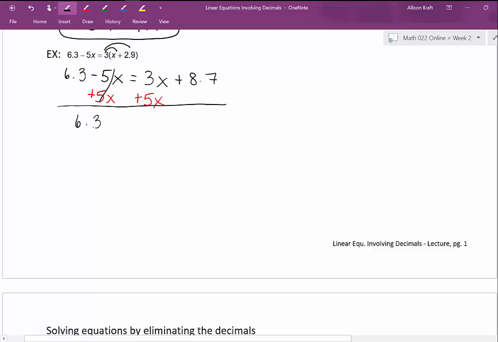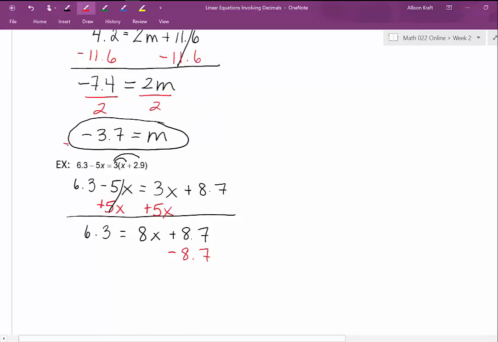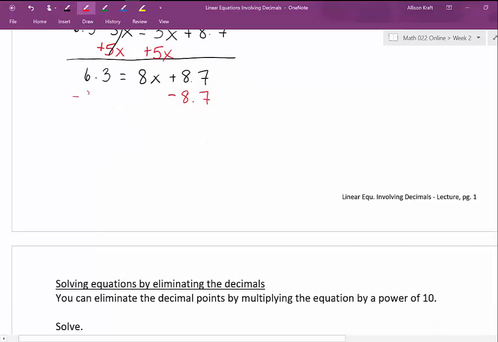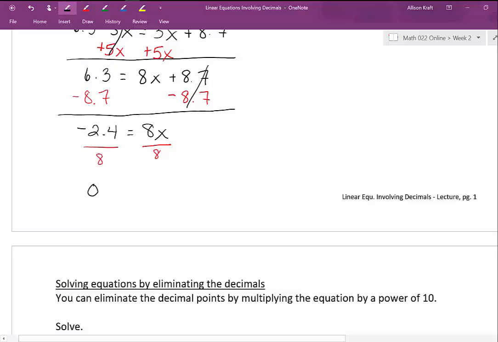This gives me 6.3 is equal to 8x plus 8.7. Now that all of our variable terms are collected on the right, I must move the constant terms to the left. It's a positive 8.7, so we'll subtract 8.7 from both sides. That gives me a negative 2.4 is equal to 8x. And then the last thing we need to do is divide by the coefficient of our variable. We'll divide both sides by 8, which gives us a solution of negative 3/10 is equal to x.